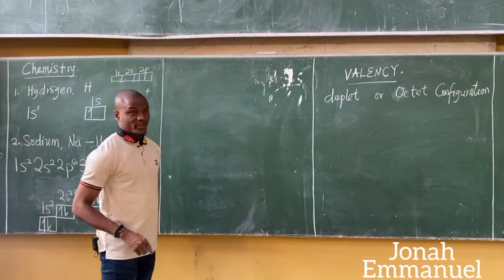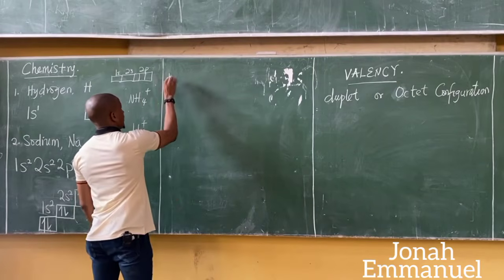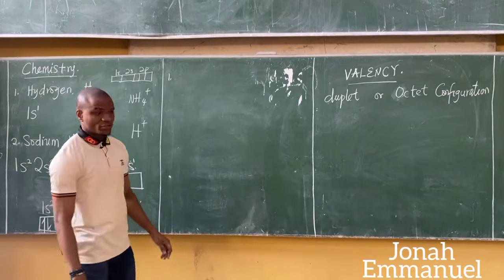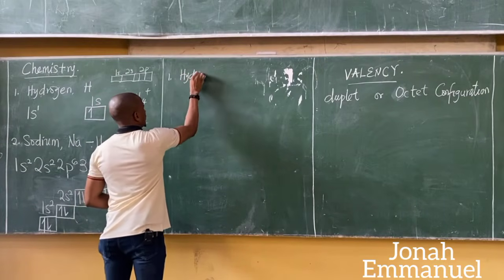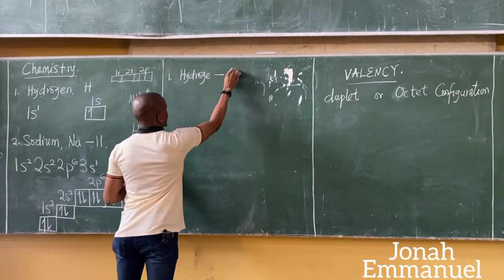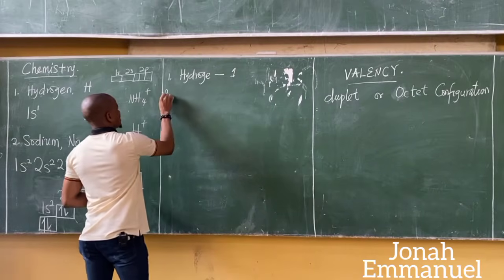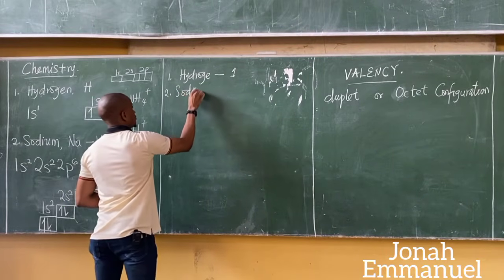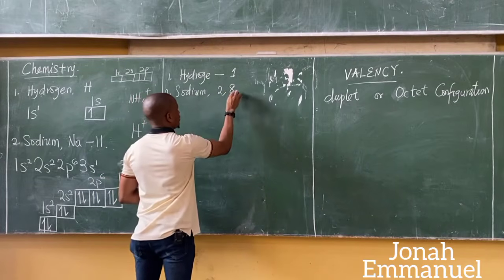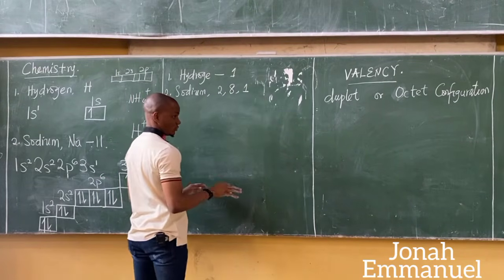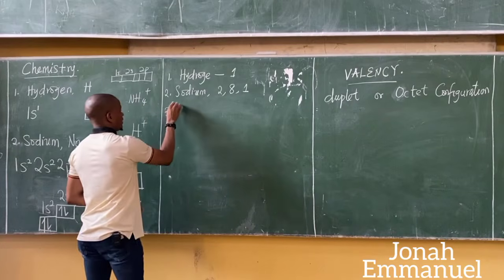So let's recall something. We did electronic configuration for 3 elements. The first one was hydrogen, which was just 1. What was next? Sodium. What was the configuration there? 2, 8, 1. Next one was what?